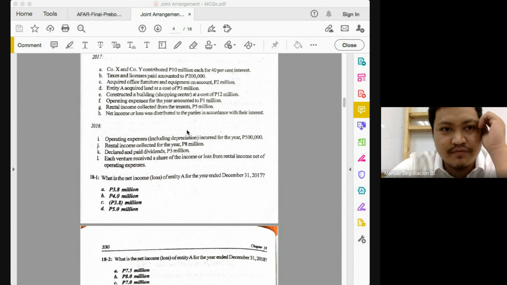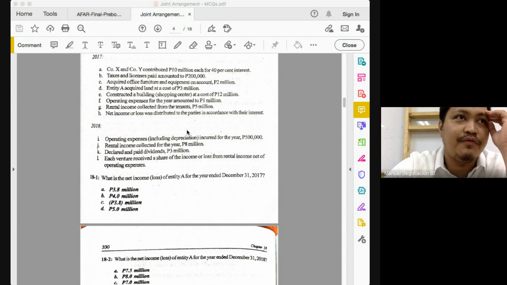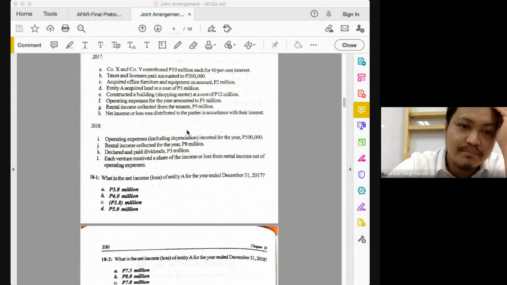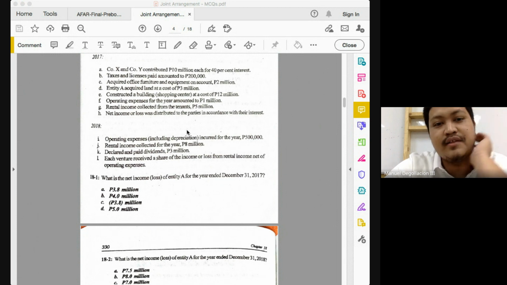We already have one investment here, the 10 million. Do you have withdrawals? Normally, the withdrawals here will come in the form of dividend distribution. If a party to the joint arrangement receives dividends, then that will be considered as a withdrawal transaction. Were there dividend payments in 2017? The answer is no. So we look for profit or loss. Was there profit or loss in 2017? Profit of how much?